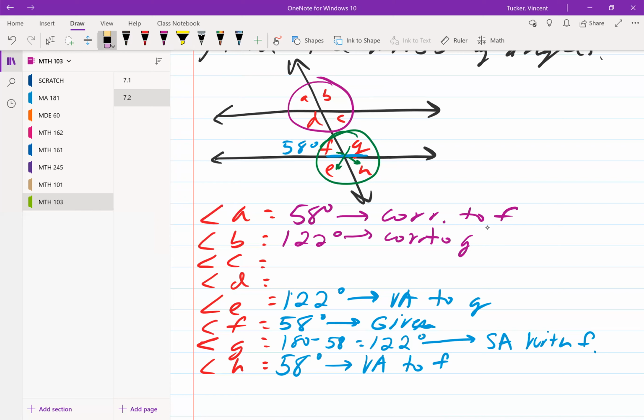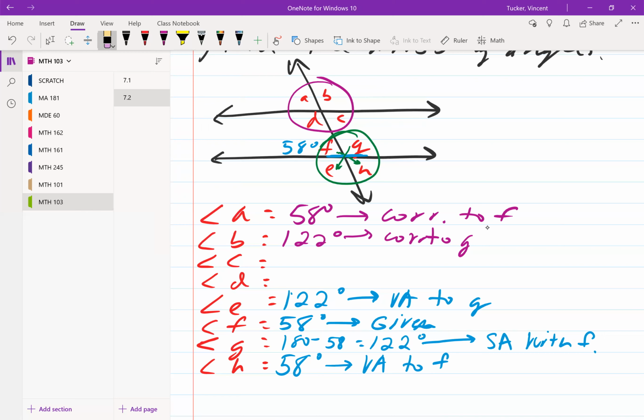Or you can say it's a straight angle to A. You can just subtract 58 from 180 and get 122. So there are multiple ways of finding your answers once you have one piece of information. It's up to you what you want to use, and what is easiest would be based on what you see first.